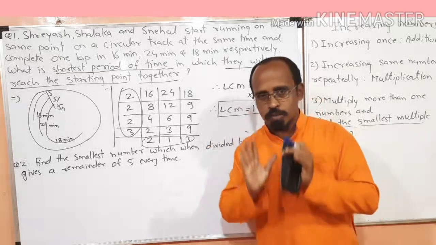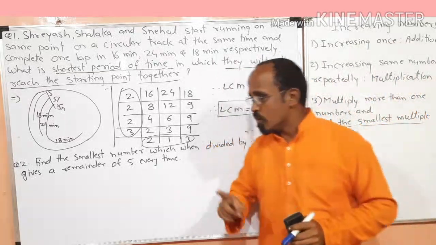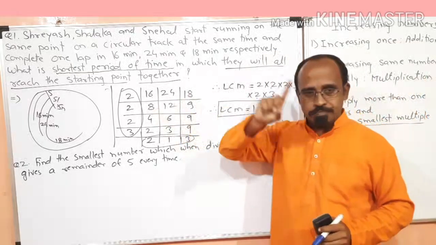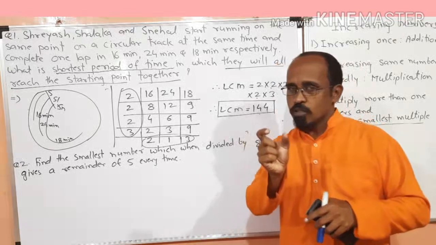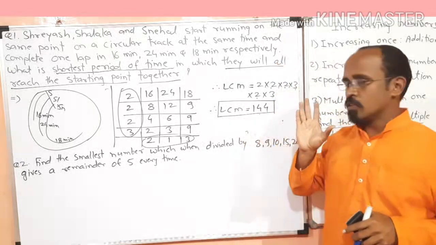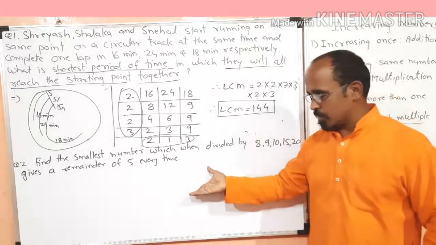I hope you have understood that. In this example, why do we find out the LCM? Because we have to multiply more than one number, and after multiplication we have to find out the shortest multiple. So if this concept is clear, let us go with the next example.